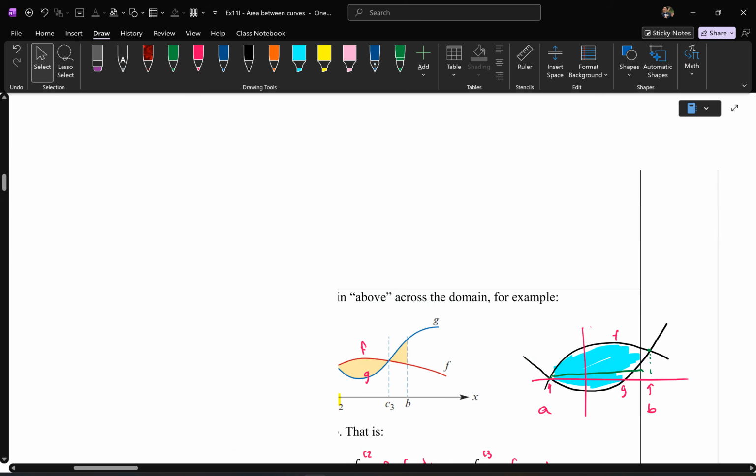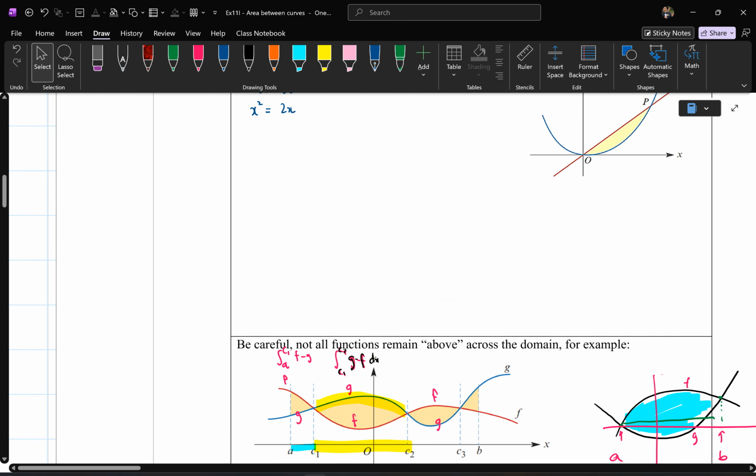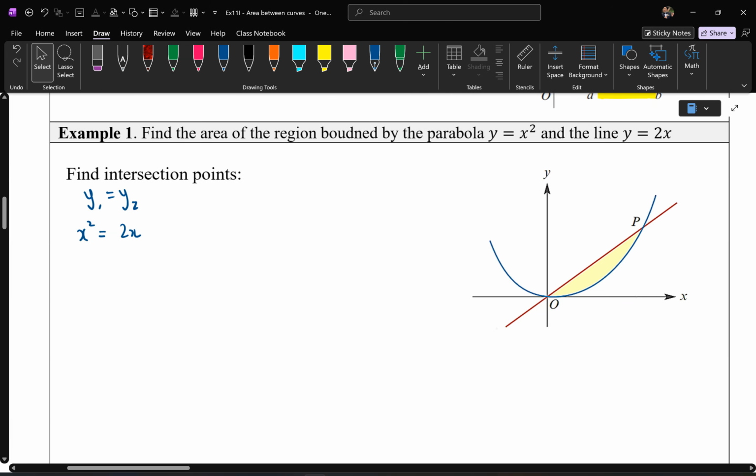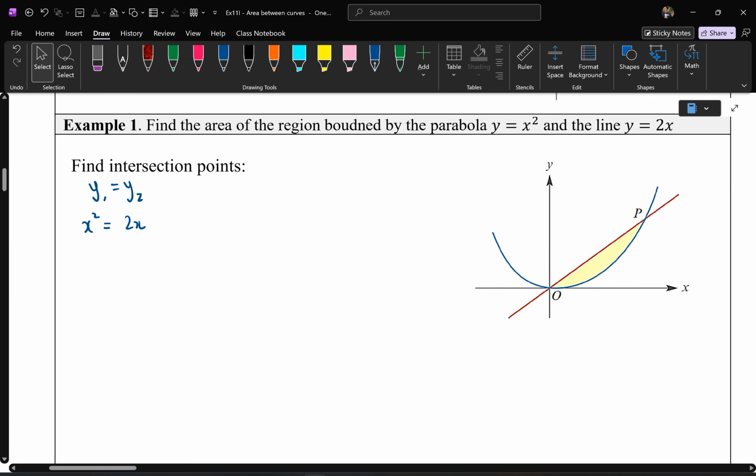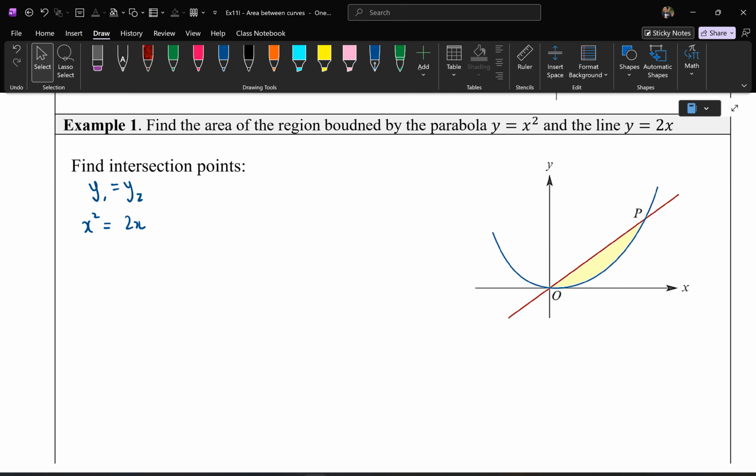Okay. All right, let's do an example just to get you copying notes and practicing. So say the first example: find the area of the region bounded by the parabola. So I've got an x squared graph here, and a straight line y equals 2x. This is 2x. So, problem is I don't have the point of intersection yet. If it's the area between two curves, I need to find these two intersections.